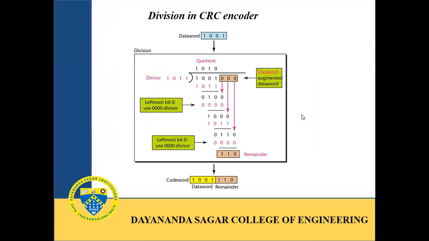This example shows how a division is performed. If this is the input data, there are 3 bits added and it is divided by a divisor, which is usually a polynomial. Now this division is performed in terms of modulo 2 division. Since the data communication happens with digital values, that is ones and zeros, modulo 2 division is sufficient to perform the division.